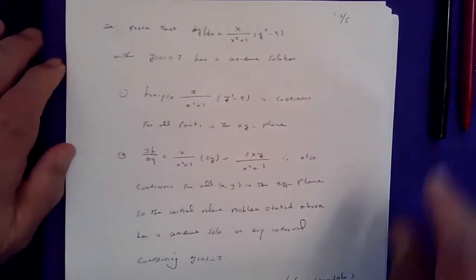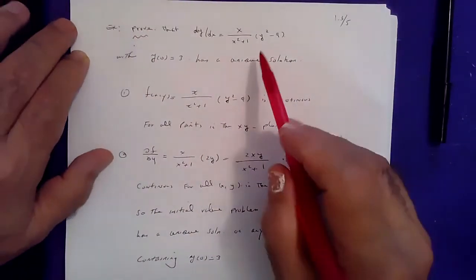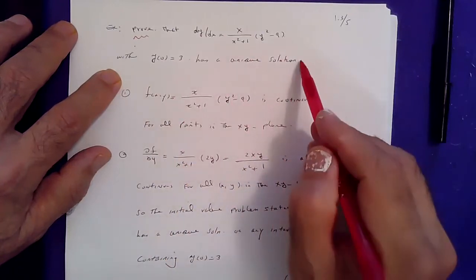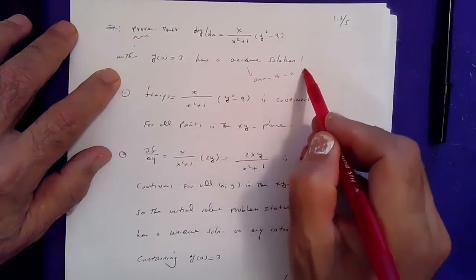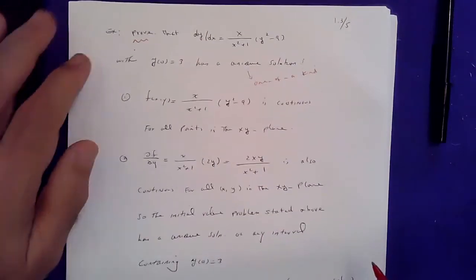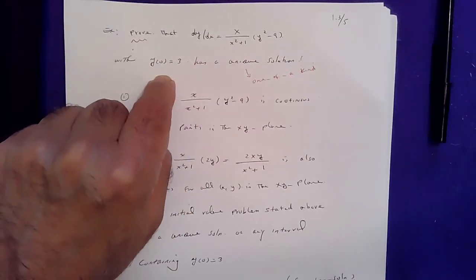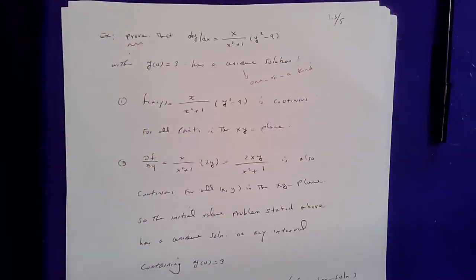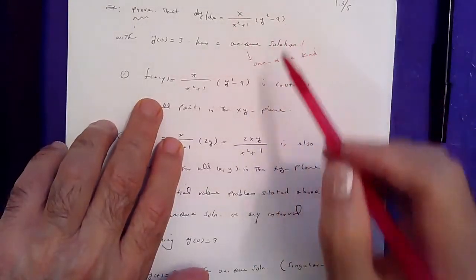So what about this one? Once again, the problem begins by saying prove, not compute, but prove that this equation with initial condition y(0) equals 3 has a unique solution. Remember, unique means one of a kind. There is only one solution which satisfies this differential equation and satisfies that initial condition. Okay, so f(x,y) is the function on the right side.